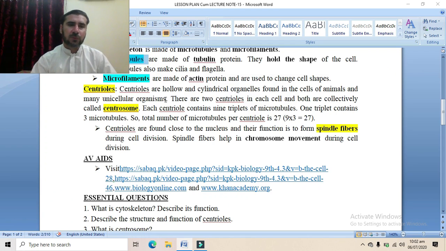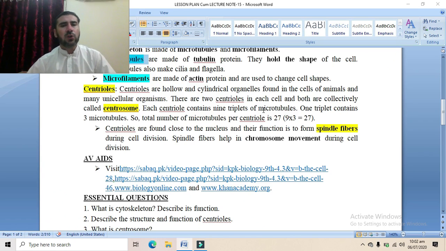Remember this point for MCQs also, that centrioles are only found in animal cells as well as in the cells of microorganisms and various protist cells. Microorganisms means the protist cells. They are not found in the prokaryotic cells, and they are also not found in the plant cells. They are only found in the animal cells as well as the unicellular organisms, meaning the protist cells.